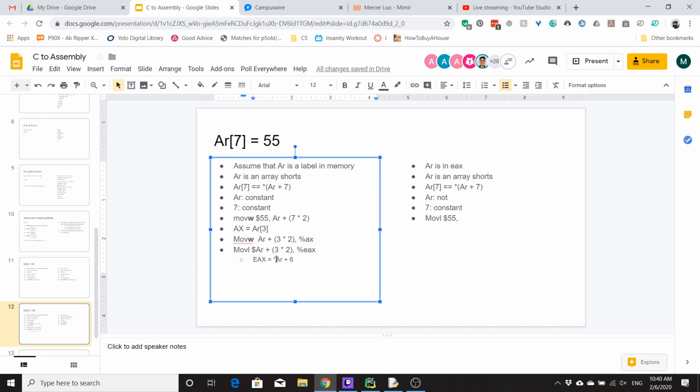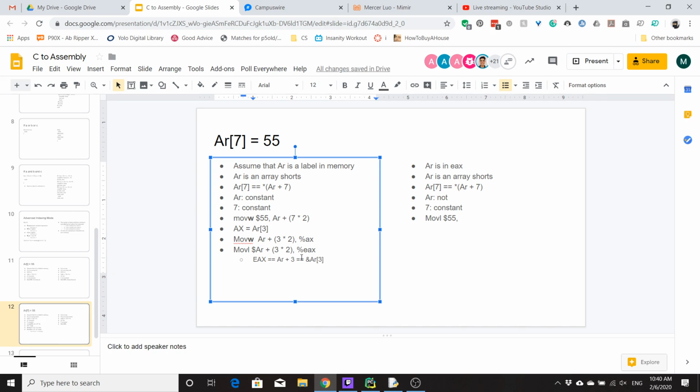Well, in terms of C code, right? You wouldn't plus 6 because it'd be like plus 2 because you want to move 2 shorts. But it's either equivalent to AR plus 2 or AR plus 3, my bad. AR plus 3, or if you want to look at it, it's the address of AR at 3.